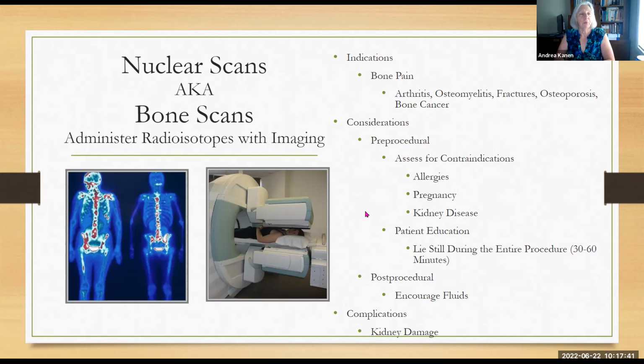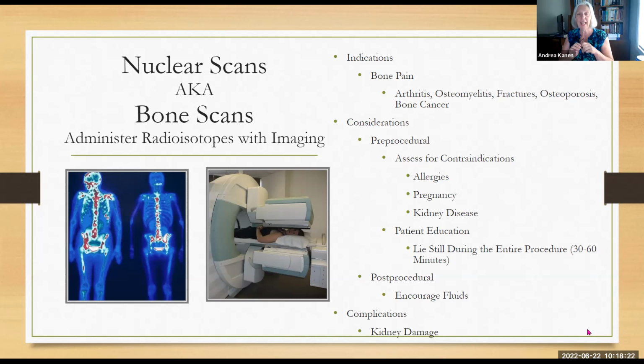Pre-procedure. Do we need informed consent? Yes. Even though it's a nuclear scan, we are putting those radioisotopes in, so that's going to be considered invasive. And obviously, we're going to use some kind of contrast medium here as radioisotopes, so we are going to be checking for allergies and pregnancy. There are certain things we don't want to do when there are fetuses involved, and kidney disease.